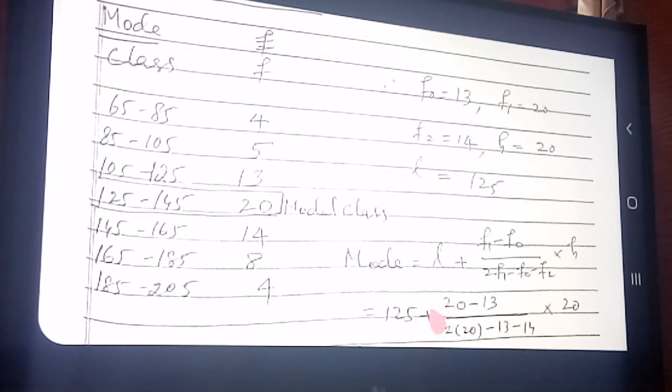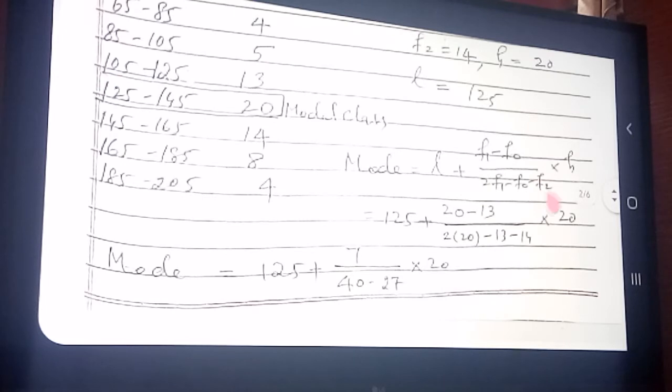See, apply the formula. L plus f1 minus f0 divided by 2f1 minus f0 minus f2, into h. Okay. L, how much? 125. f1, how much is f1? 20. And f0 is 13. Then 2f1 means 2 into 20, minus f0 means 13, then f2 means 14. All values are applied here. So 125 plus 20 minus 13 is 7. 40 minus 27, into 20. Only calculations. You can do this calculation yourself.